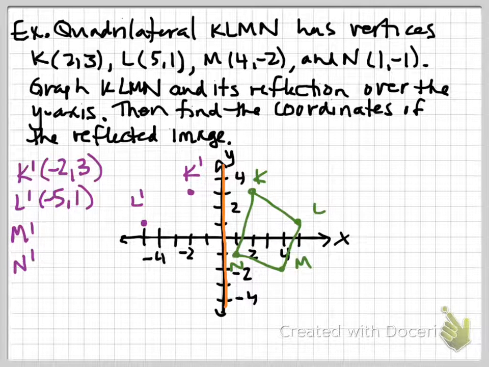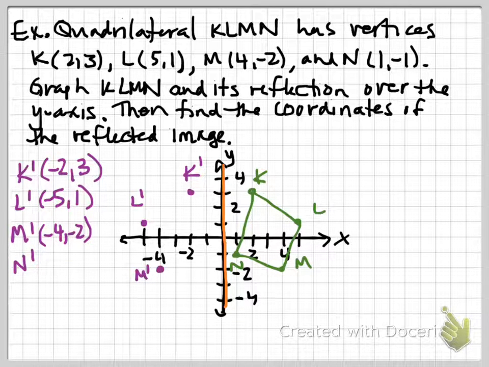M, let's see, M is 1, 2, 3, 4 to the right. So M prime would be 4 to the left. 1, 2, 3, 4. So there's my M prime. Its coordinates are at (-4, -2). We were at (4, -2), so the y, the -2, stayed the same when I did the reflection, but the x's changed signs.